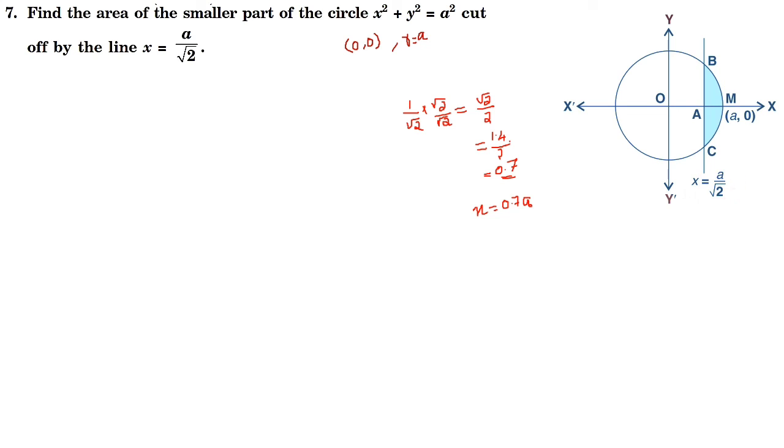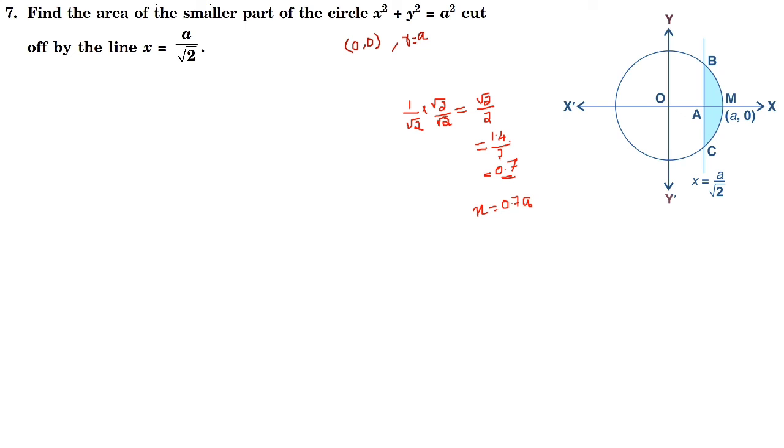Now there is a common portion. Find the area of the smaller part of the circle cut off by the line x is equal to a by root 2. You see here, when the circle is cut by this line, it is dividing into two portions. This is a larger area and this is a smaller area. Left side is larger and the right side is smaller. So we are asked to find out the smaller part of the circle area. So this shaded portion we need to find out.